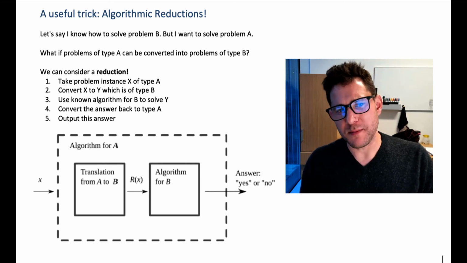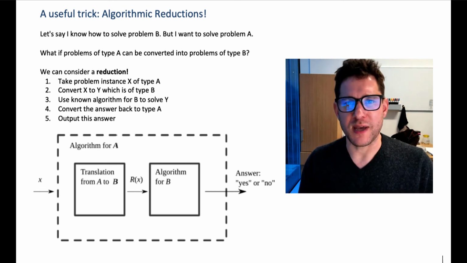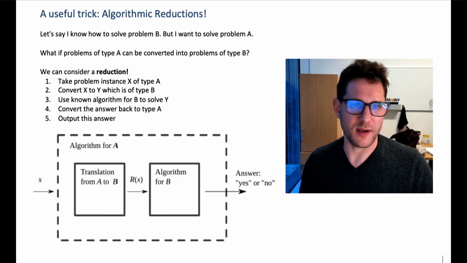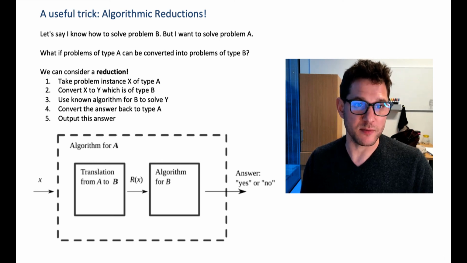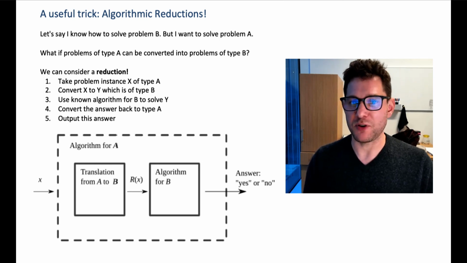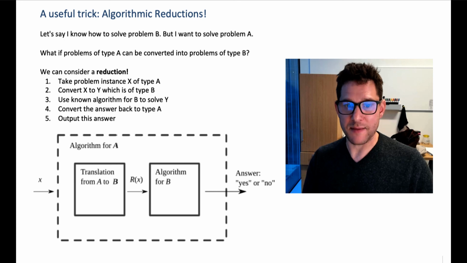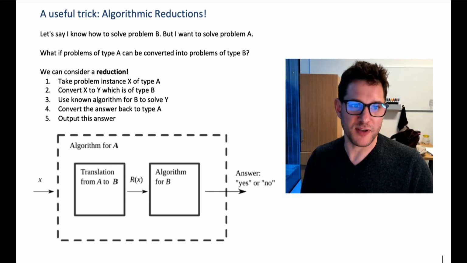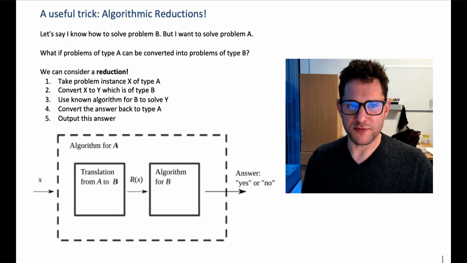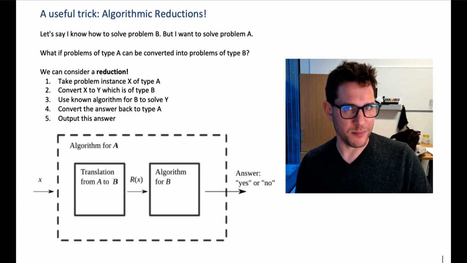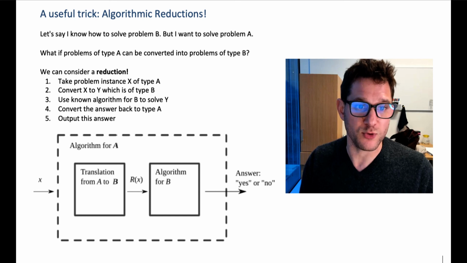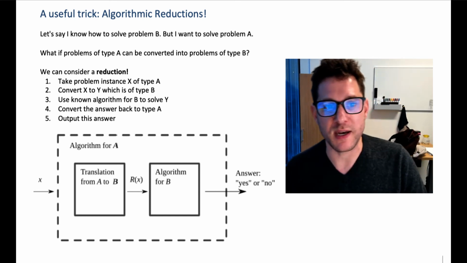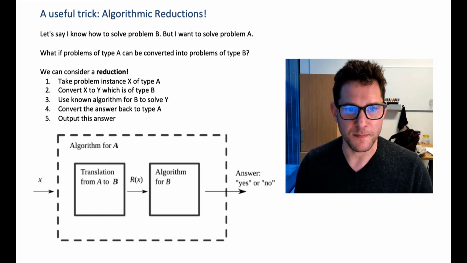You can reason about the difficulty of different types of problems by seeing if somehow one can be converted into the other. Imagine, let's say, that you had some class of problems B, some problem type B, but you actually want to solve some problem A, some family of problems of type A. What if problems of type A could just be converted into problems of type B? Well, this would be amazing. You could then do the following trick, which we call a reduction. And we're going to be looking at a number of reductions over the coming days.